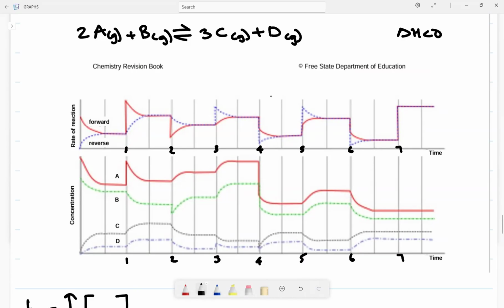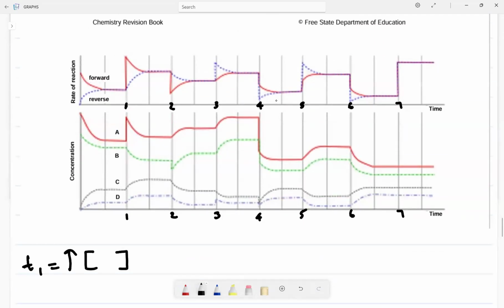Let's look at the concentration graph. The one that has a sharp spike is the one that was affected. Can you see? This is the concentration of A. So we added the concentration of A. Now what will happen as we increase the concentration of A? How will Le Chatelier respond?